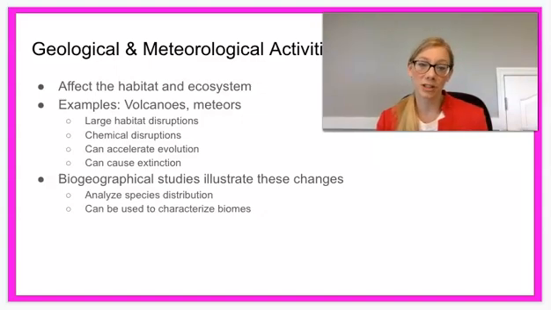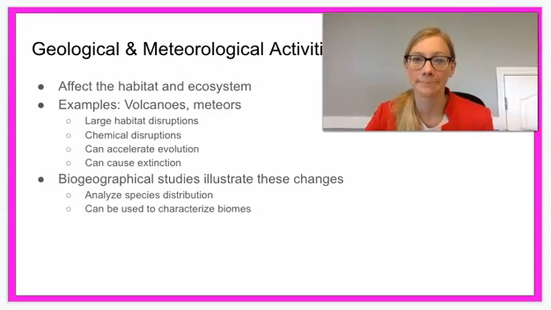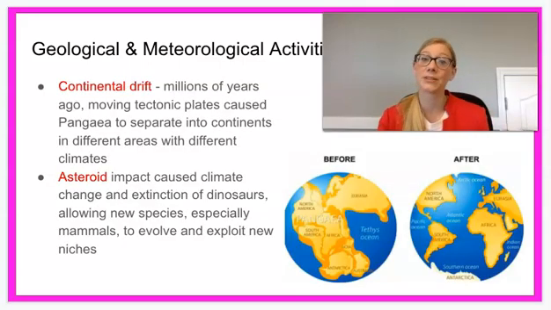Well, we've done biogeographical studies that illustrate these changes, where they analyze species distribution and then use them to characterize where the biomes of the world are at a given time, right? So what are some examples of this? Continental drift, right? You may have heard millions of years ago we believe there was a single continent called Pangaea, right? And over time, the tectonic plates have separated into our different continents.